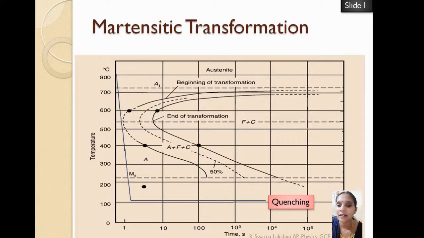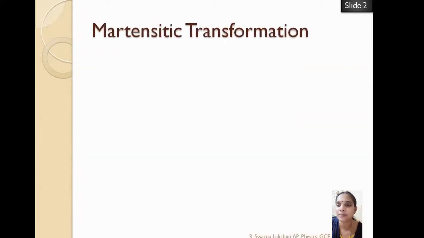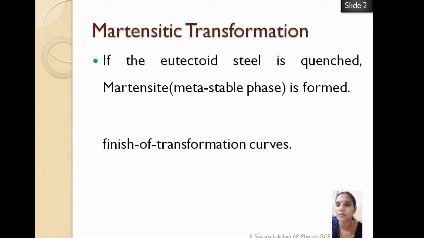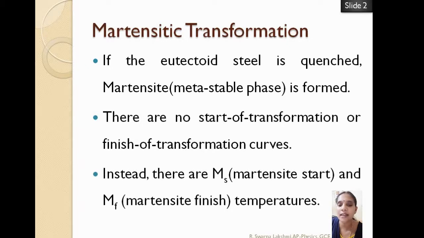Note that there is no start curve or finish curve. There is only a martensite start temperature and there is a martensite finish temperature. So, on quenching, the martensitic transformation occurs. There are no start of transformation or finish of transformation curves. Instead, there is a martensite start and martensite finish temperature.